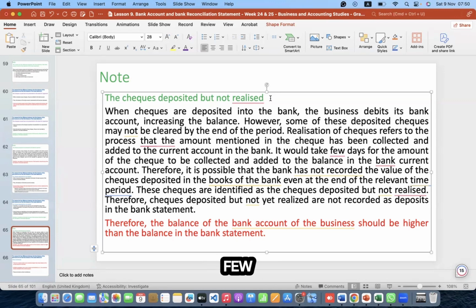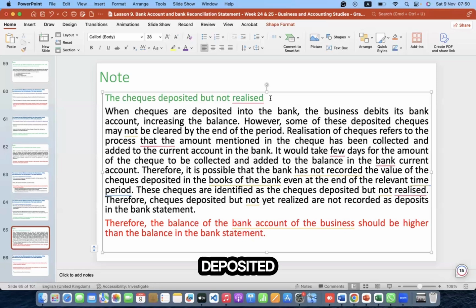It would take a few days for the amount of the check to be collected and added to the balance in the bank current account. Therefore, it is possible that the bank has not recorded the value of the checks deposited in the books of the bank even at the end of the relevant time period. These checks are identified as the checks deposited but not realized.